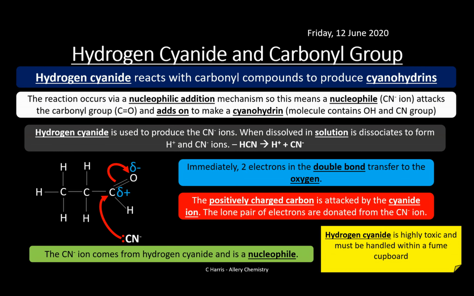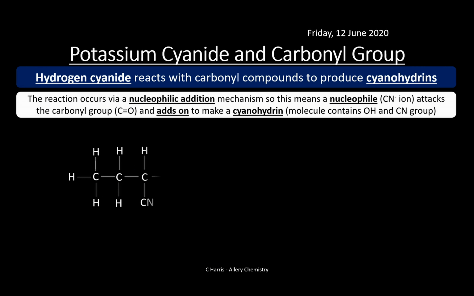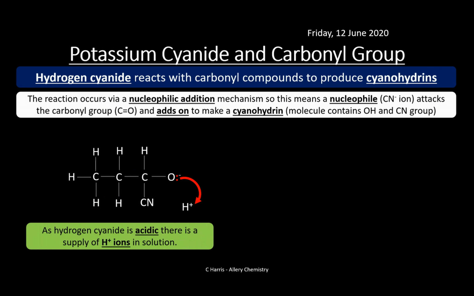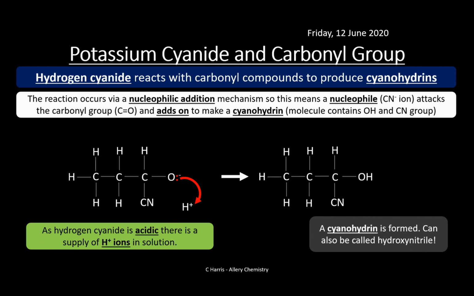Okay, so just carrying on with this mechanism. We form this intermediate there with the O-. Now the lone pair of electrons on that then reacts with the H+ ion. Remember that H+ ion supply is coming from the hydrogen cyanide that we used initially. When we dissolved that in solution, we formed the H+ ion and the CN- ion. The CN- ion was used before. Obviously you can see it added on there. There it is. And the H+ ion is then used to protonate your oxygen here. And then that forms our final product, our cyanohydrin.